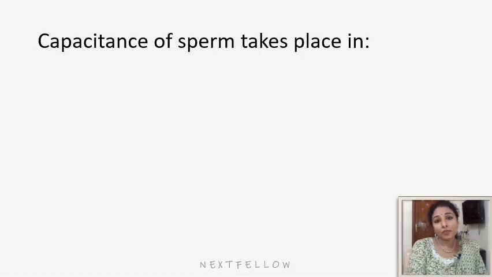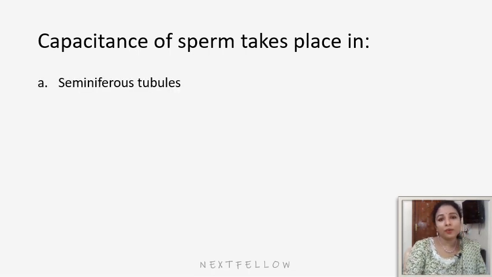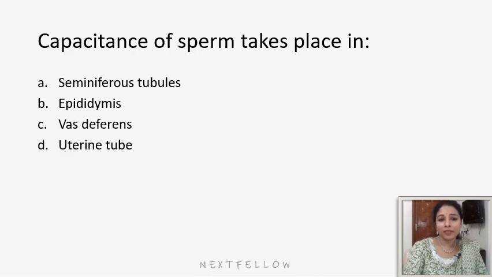The capacitation of the sperm takes place in: seminiferous tubules, epididymis, vas deferens, uterine tube. So the answer is of course the uterine tube. It takes place in the isthmus of the uterine tube, and capacitated sperm can fertilize the secondary oocyte at the ampulla of the uterine tube, which is the site of fertilization.